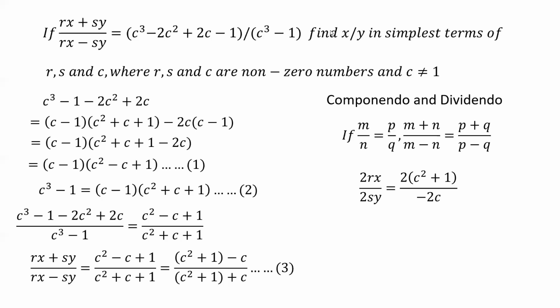And then it's very easy to actually find x by y now in terms of r, s, and c. So this is what it comes to. x by y is equal to −s multiplied by (c² + 1) within parentheses in the numerator, and then in the denominator we are left with rc. And don't forget the negative sign. So x by y is equal to −s(c² + 1) divided by rc. So that's the simplest form of x by y in terms of r, s, and c.